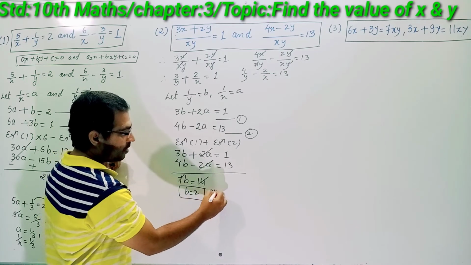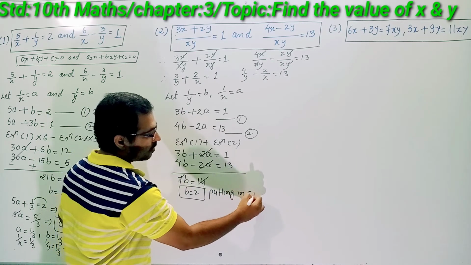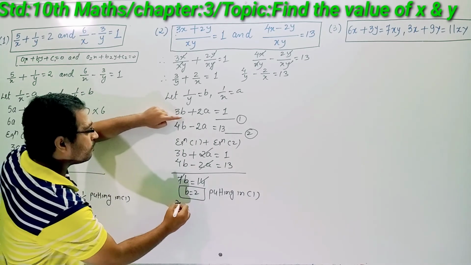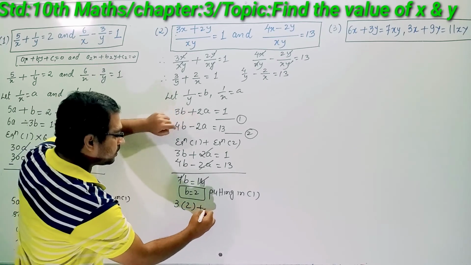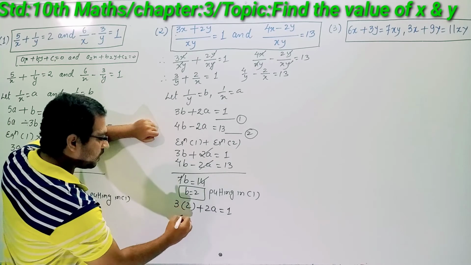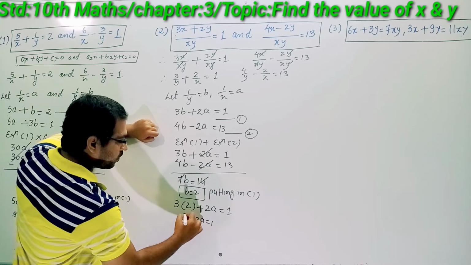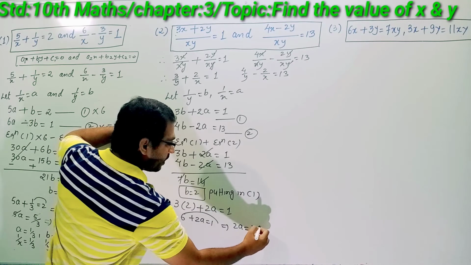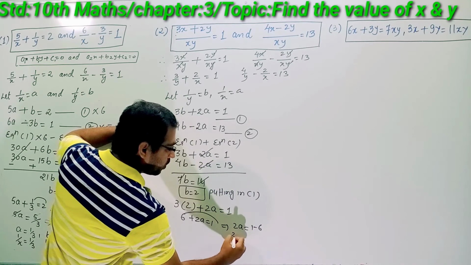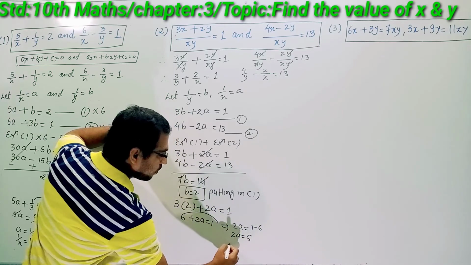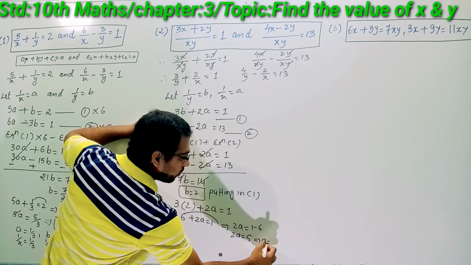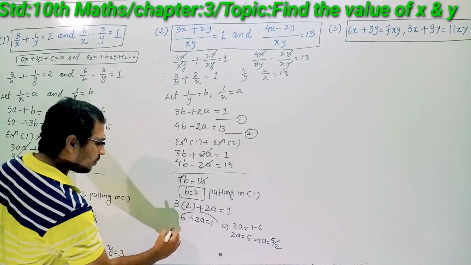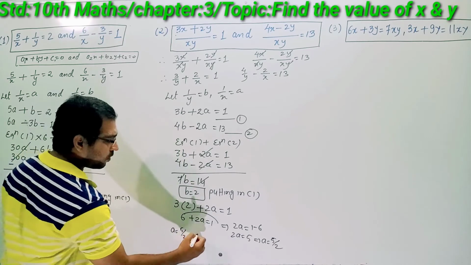So what you have to do over here? Putting b is equal to 2 in equation 1. You will have to put in equation 1: 3 times the value of b, which is 2, plus 2a is equal to 1. 3 twos are 6 plus 2a is equal to 1. This goes to this side, so 2a is equal to 1 minus 6. So 2a is equal to minus 5. So the value of a is 5 by 2. Okay students, here you can see that the value of a is 5 by 2 and the value of b is what?